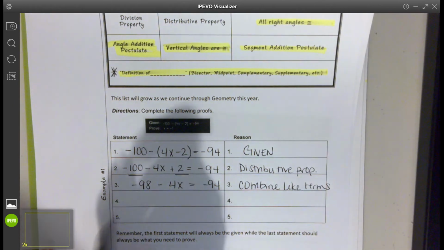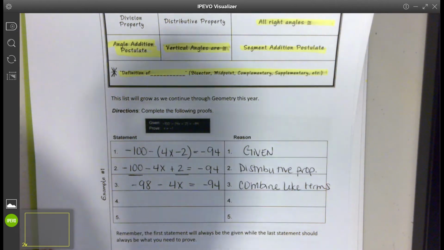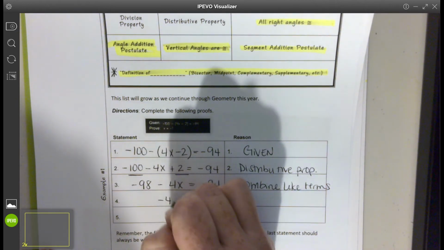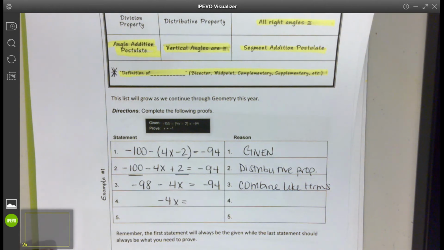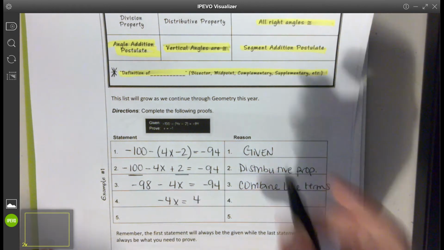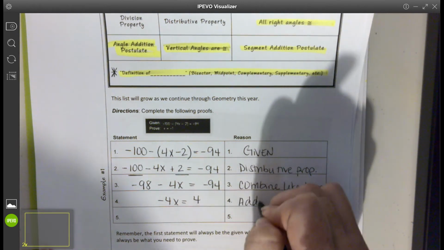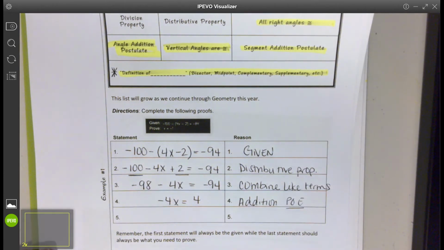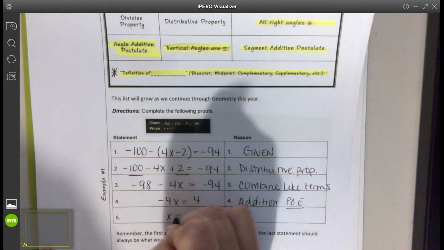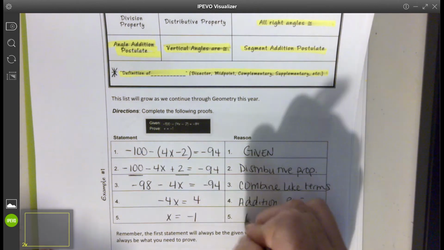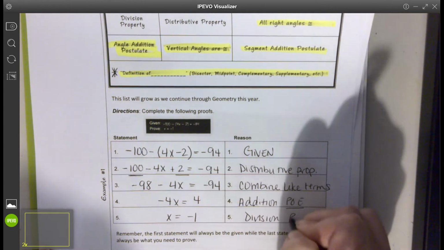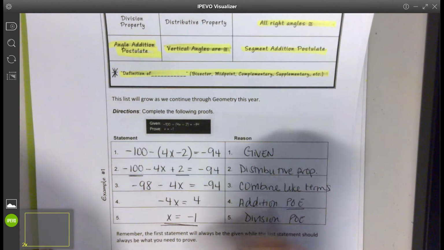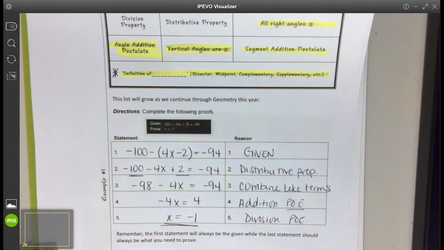Our next step, to get x by itself, I'm going to add 98 to both sides. Notice I'm not showing that step. I am just writing what comes after that. So here I have negative 4x equals 4. How I got there is because of our addition POE. Remember, POE is property of equality. And then to get x by itself, we can divide both sides. And when I divide both sides, I have x equals 1. And that is my division property of equality. Remember, we want to end with what is given in our proof statement, and we did just that.